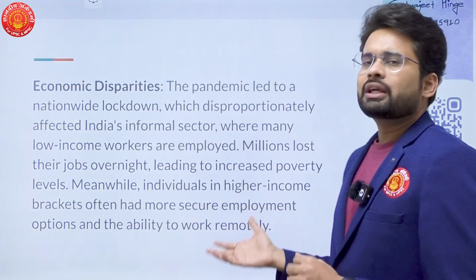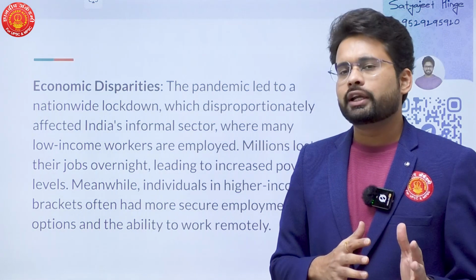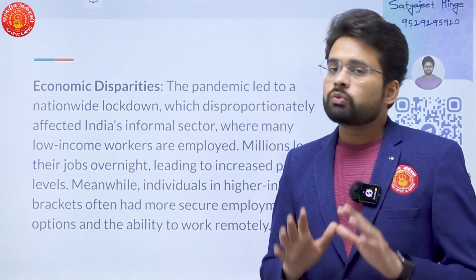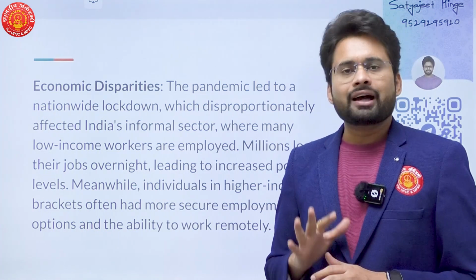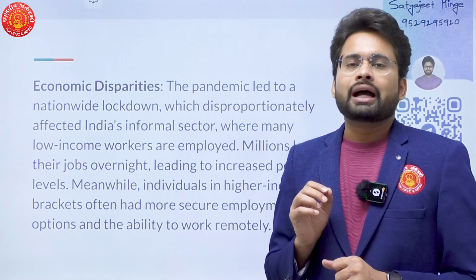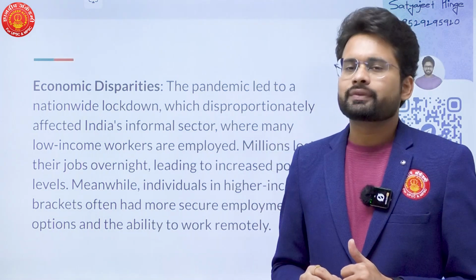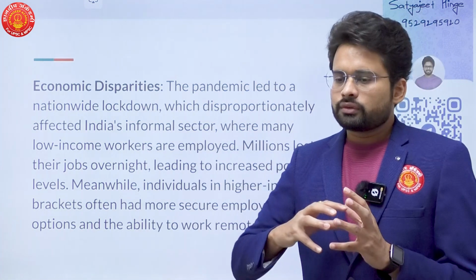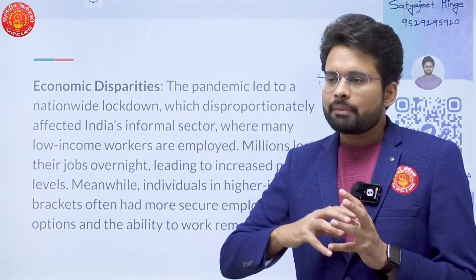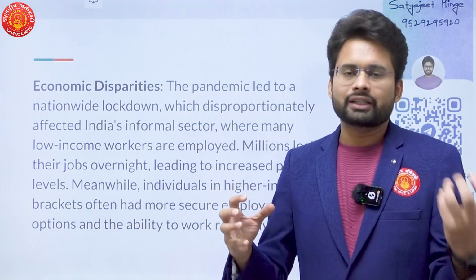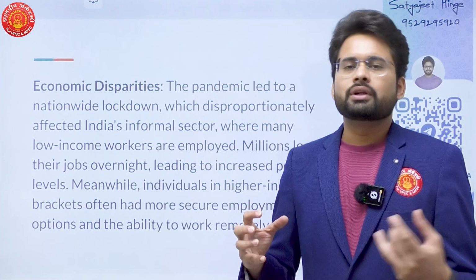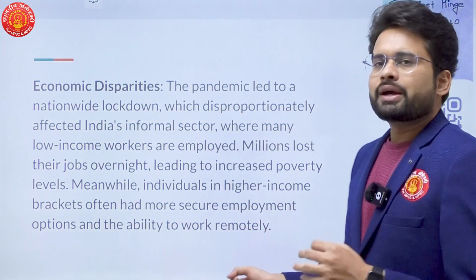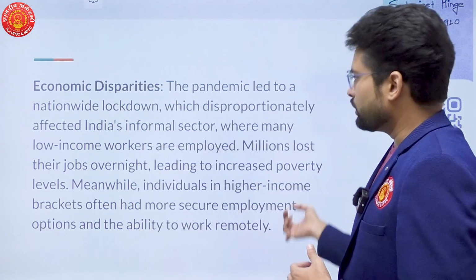Additionally, individuals from the higher income brackets, like those in government services and the IT sector, had their jobs secured. They had the opportunity to work remotely, and because of that they had huge savings and their income continued. That's how, on one hand, we observe informal labor workers left jobless, and on the other side, the already higher income group people secured in their jobs and allowed to work remotely. So economic disparities increased because of COVID-19 and the lockdown.